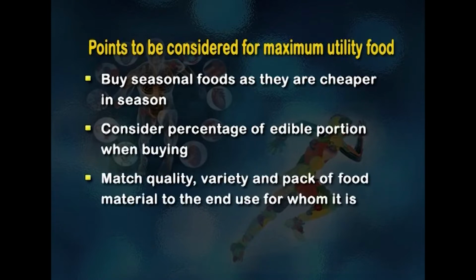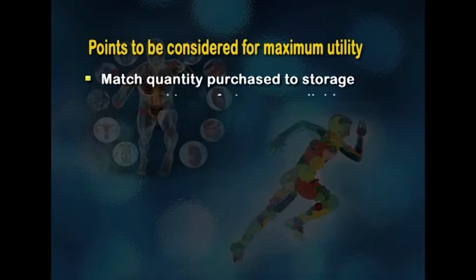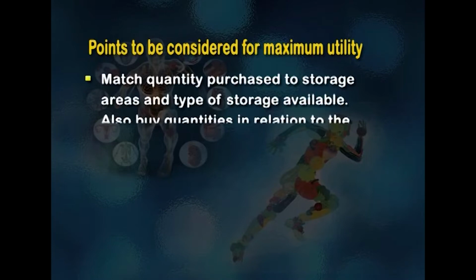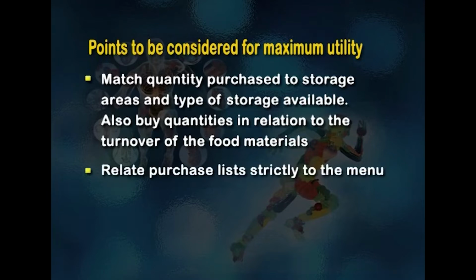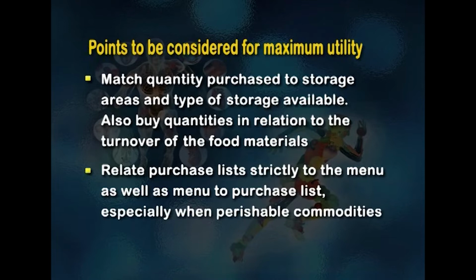Match quality, variety and pack of food material to the end use for which it is purchased. Match quantity purchased to storage areas and type of storage available. Also buy quantities in relation to the turnover of the food materials. Relate purchase list strictly to the menu as well as menu to purchase list, especially when perishable commodities are being purchased. In general, food materials are best utilized when loss is prevented during receiving, storage, preparation, cooking, serving and cleaning.